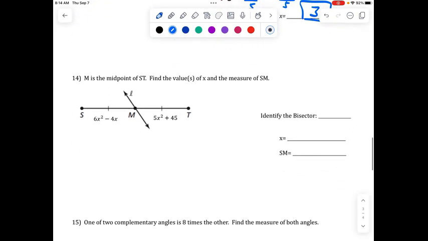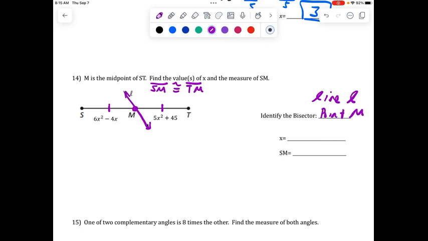Number 14, M is the midpoint of ST. So if M is the midpoint, it divides this segment into two equal segments, which means that this segment and this segment are the same length, or to write it in symbolism, segment SM is congruent to segment TM. Notice that I'm using the segment symbols when I say that. So what we could say from there, my goal is first to identify the bisector. Point M is the bisector. You could also say that line L is the bisector, because this line is also going through that midpoint, so that could also be the thing that is splitting it in half.